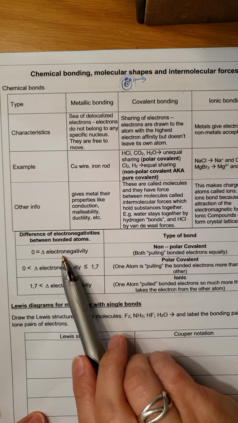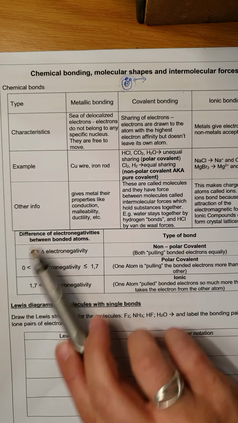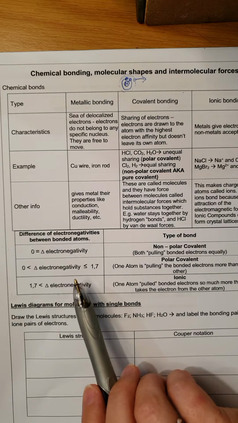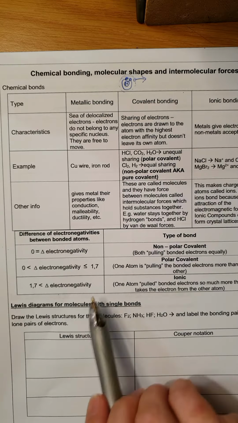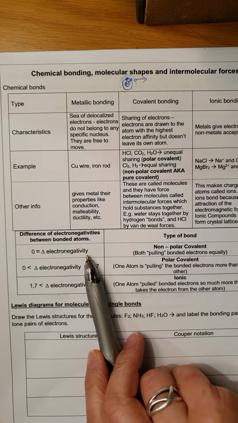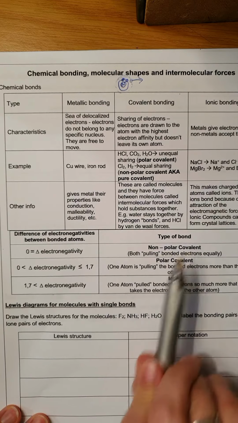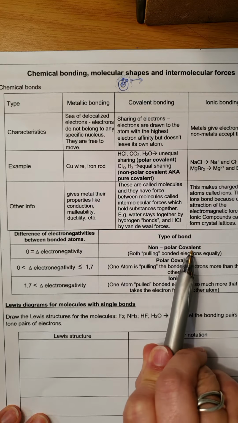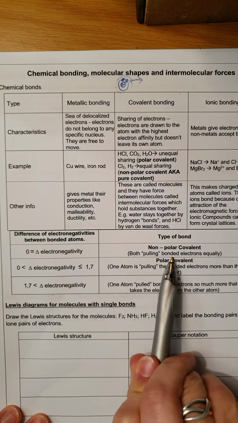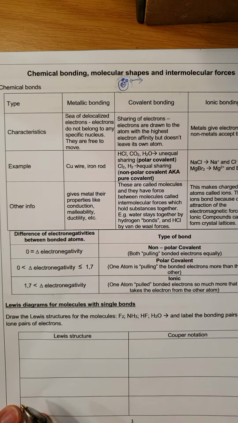If you take the electronegativities and you find the difference, so you subtract one electronegativity from the other, the bigger one minus the smaller one, and you land up with 0, well, that's obvious, the electronegativities are the same, and when you subtract the same from the same, you get 0. This then results in a non-polar covalent bond. They are both pulling the bonded electrons equally. Okay, so we're talking about the bonded electrons.